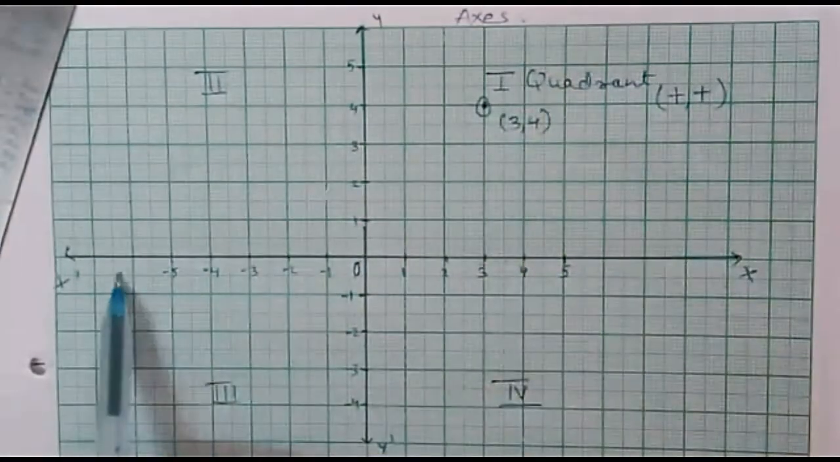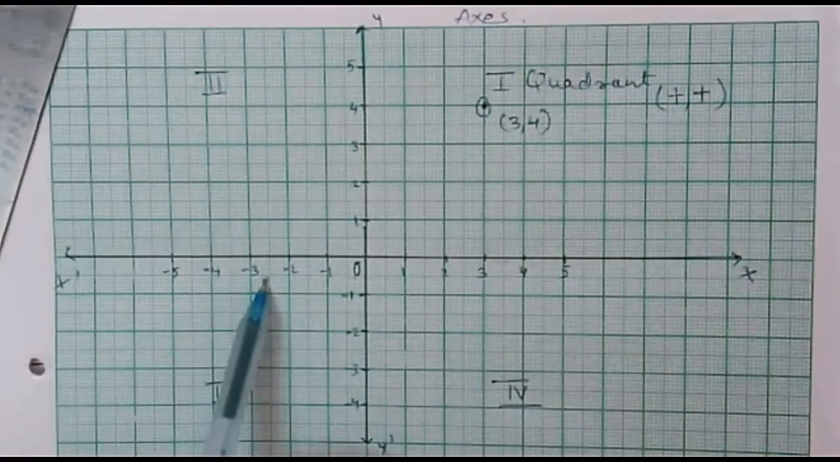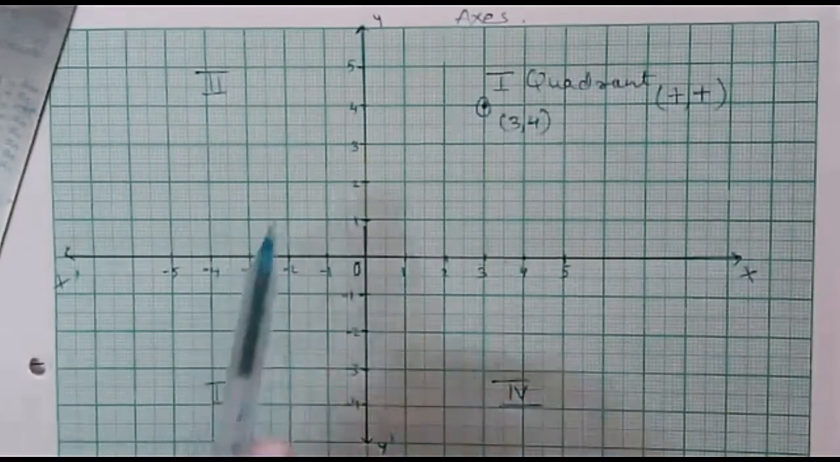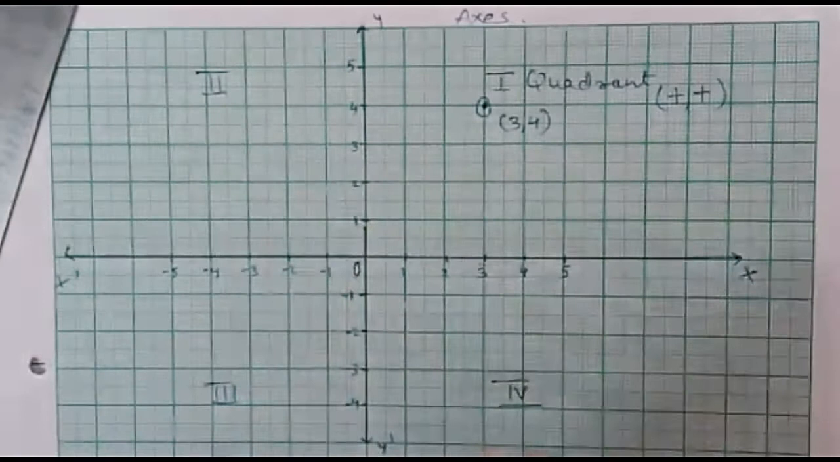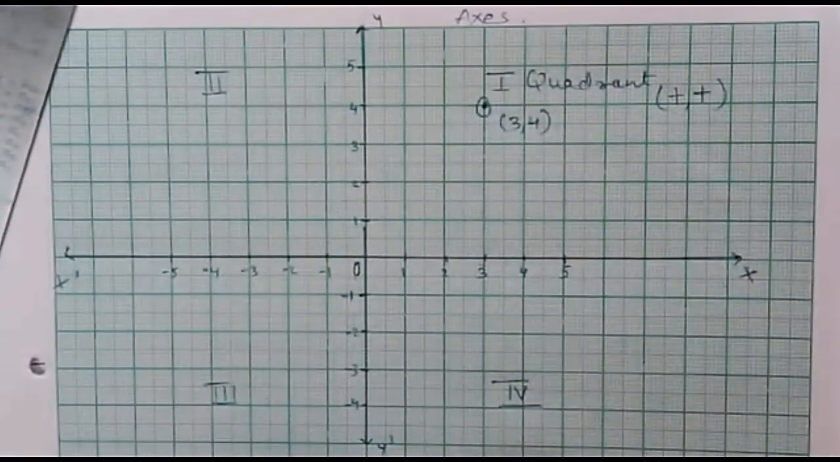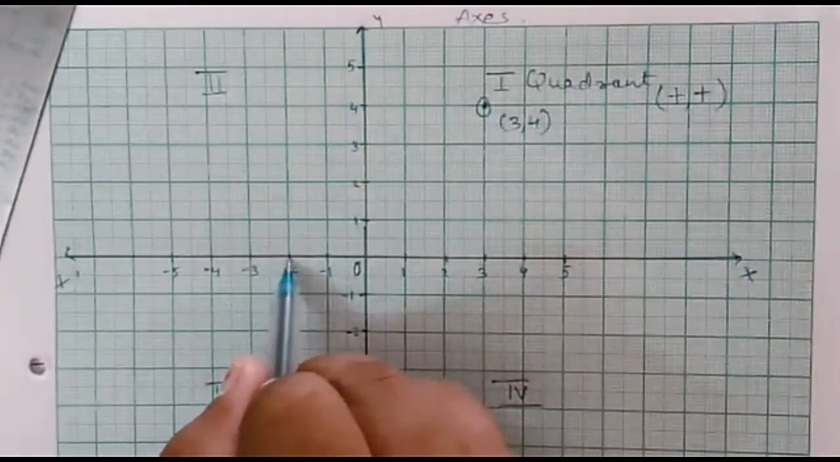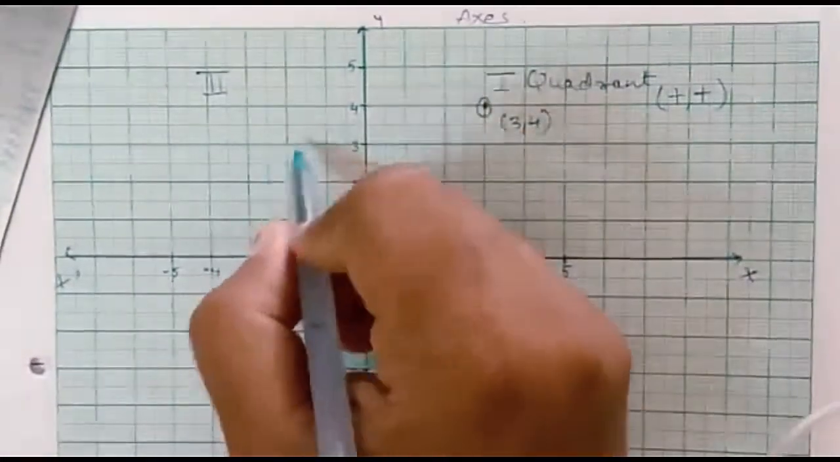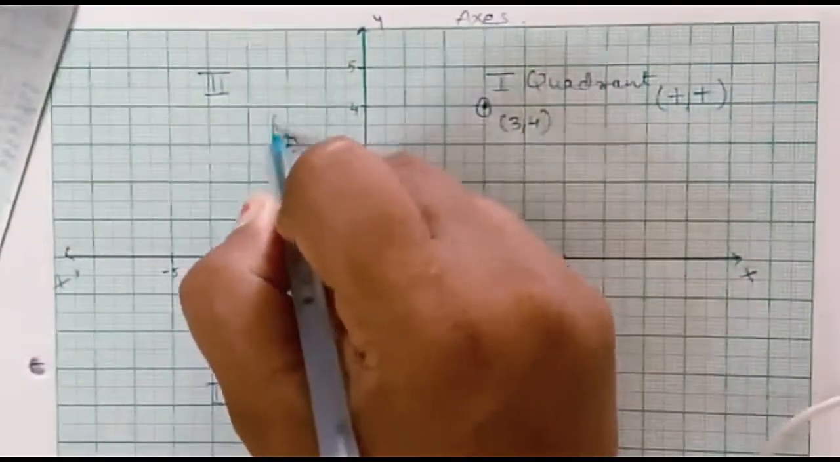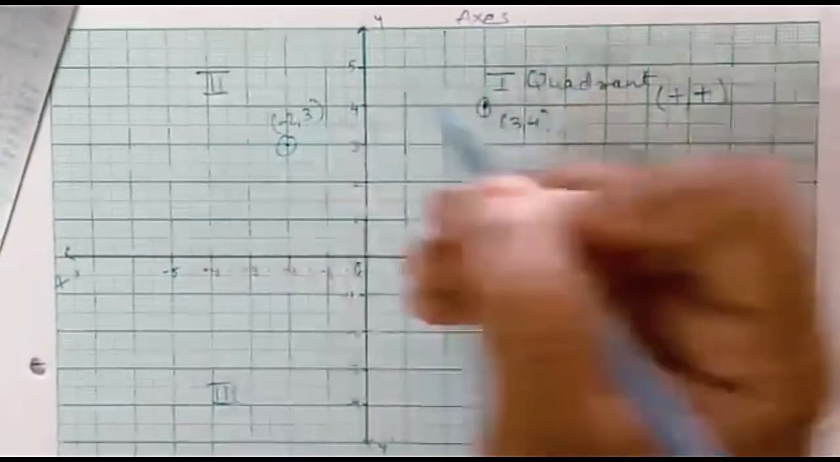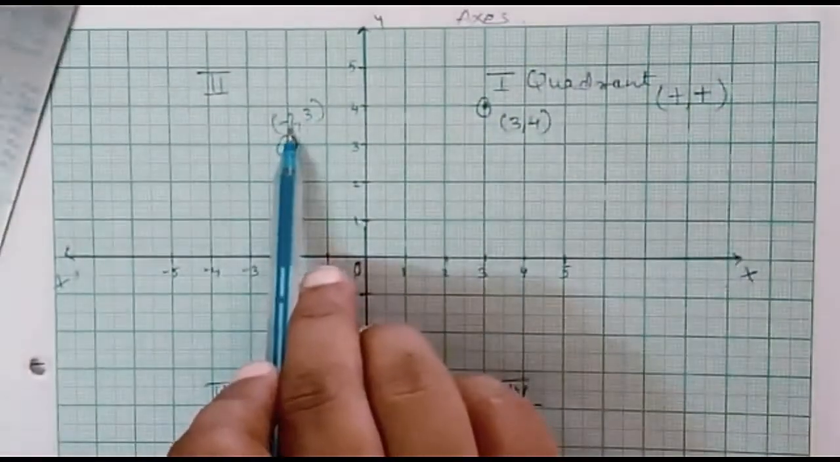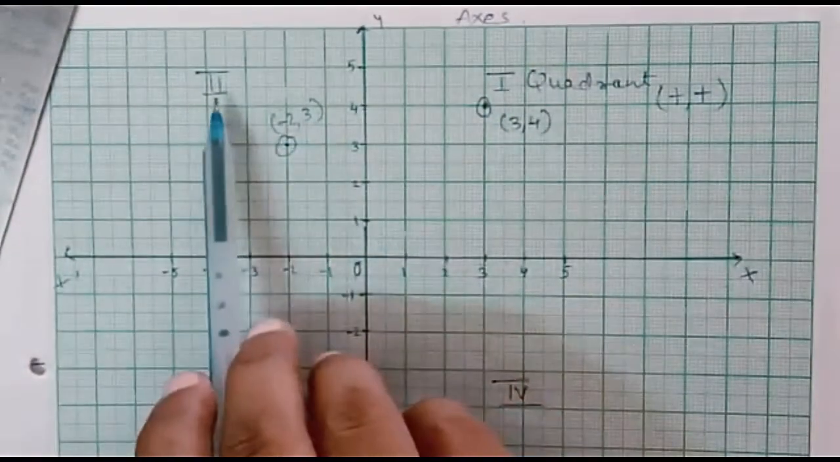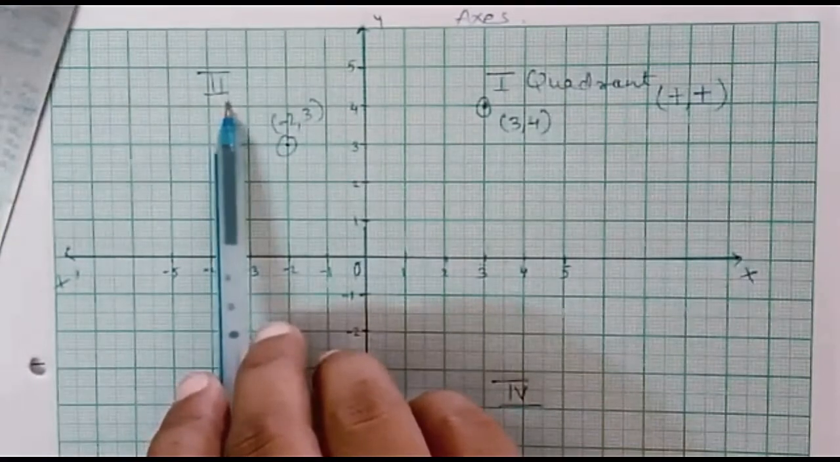Same way, if you have negative x number, that means the x coordinate is negative, and if your y coordinate is positive, for example the number is (-2, 3), so -2 for x and 3 for y, so this point will be (-2, 3). As x is negative and y is positive, so it will lie in the second quadrant.